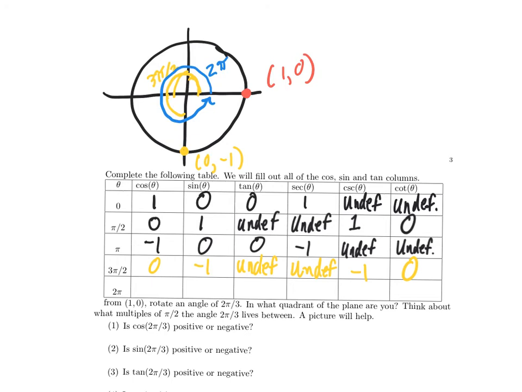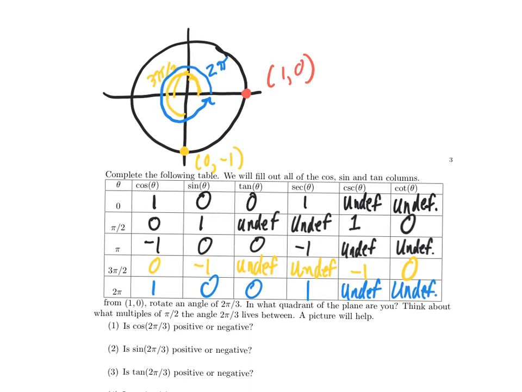Oh, wait, so that means the x-coordinate is 1, the y-coordinate 0. Cosine, the x-coordinate, is 1. Sine, the y-coordinate, is 0. Tangent is 0. Secant is 1. Cosecant is undefined. Cotangent is undefined. Nice.